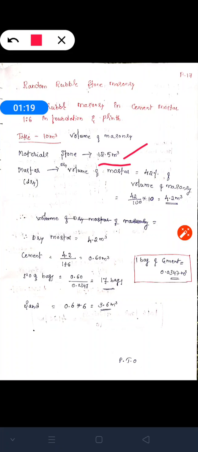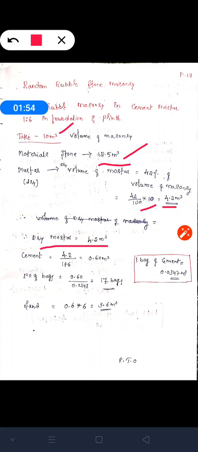Then we should calculate the mortar. Mortar dry volume will be taken as 42% of the volume of masonry. The volume of masonry here is 10 meter cube, so the dry volume is 42 divided by 100 into 10, and we got 4.2. This is the dry volume of mortar that we use to calculate the materials.